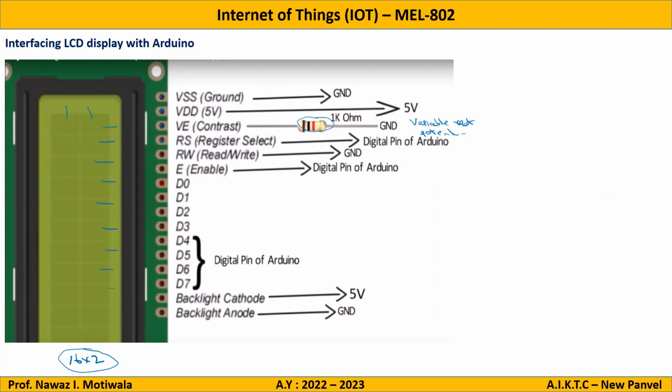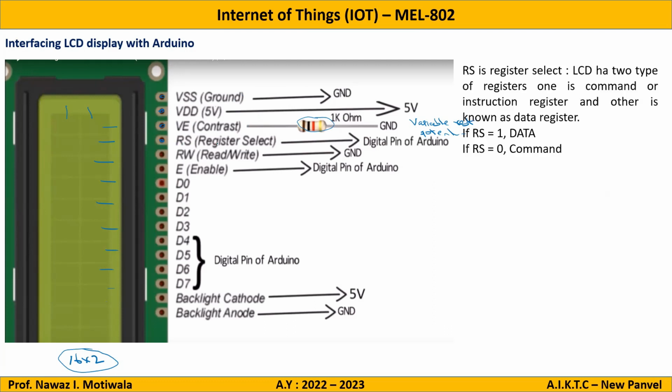Pin number 4 is known as register select. What do we mean by register select? RS is normally the register select. An LCD basically has two types of registers: one is the command or instruction register and the other is the data register. If RS is equal to 1, the input will be considered as data, and if RS is equal to 0, it will be considered as a command instruction. So we will connect this RS pin to any digital pin of Arduino, because we need to send some data to the LCD display.